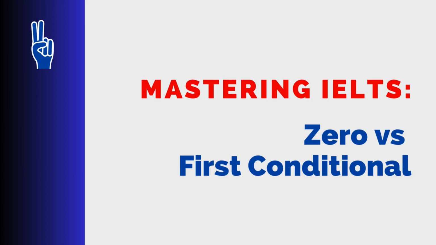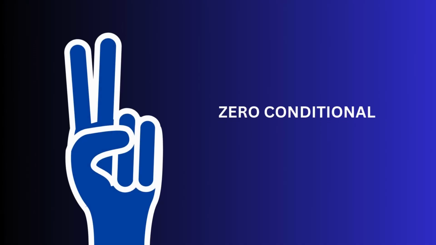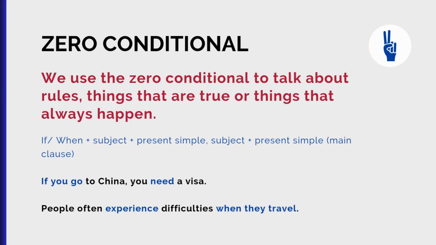What is a conditional? It's simply a sentence that talks about a condition and a result. In English, we often use if to talk about these conditions. Let's start with the zero conditionals. We use the zero conditional to talk about rules, things that are true or things that always happen.